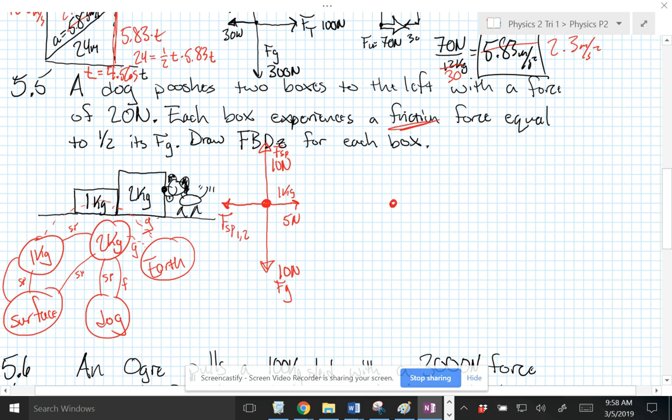Then I draw a free body diagram for the 2 kilogram block. Now I'm going to have 20 newtons down. And I'm going to have 20 newtons of smoosh poosh up.